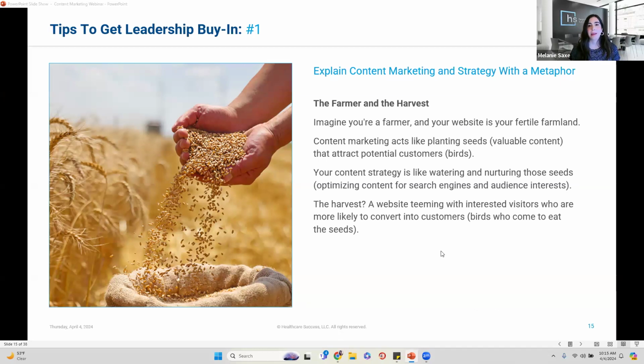And I think, especially with the C-suite, it's a good way to go. So, here's one that I came up with, but essentially, whatever metaphor you can come up with, you should.